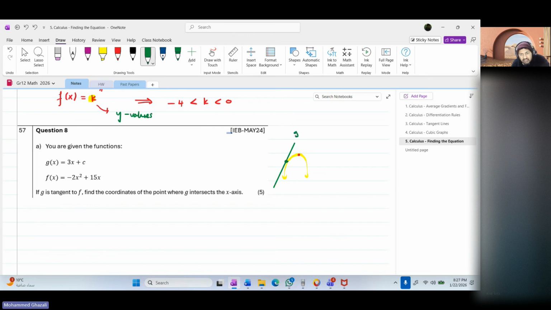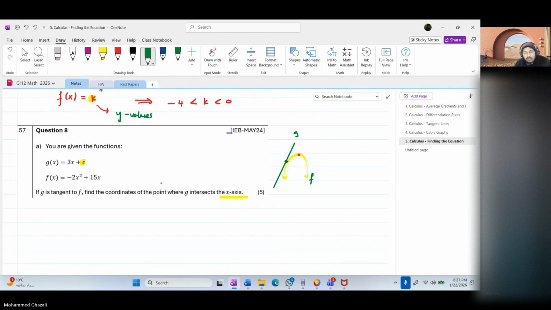If this is G and this is F, and G is tangent to F, find the coordinates of the point where G intersects the x-axis. So where does the line G intersect the x-axis? I don't know, right? So I want to find the equation of G. In other words, I need to find the value of C, right? If I find the value of C, then I can find the x-intercept because I want the x-axis.